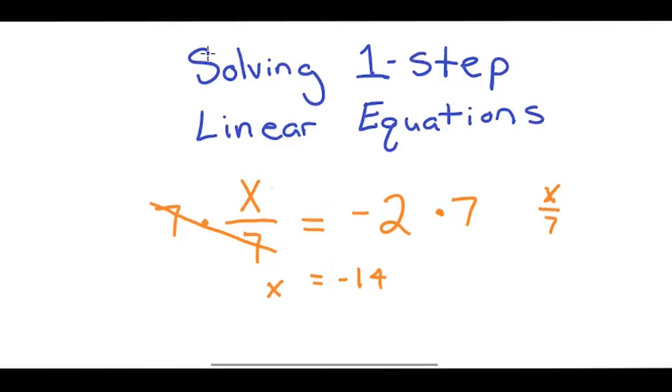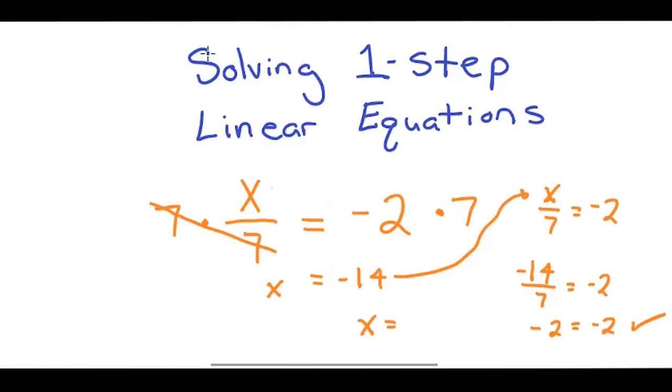So I'm going to try and plug those into the original equation. So that negative 14 goes in, and x becomes negative 14 divided by 7 equals negative 2. Well, negative 14 divided by 7 is negative 2. Negative 2 equals negative 2. So the answer is x equals negative 14.